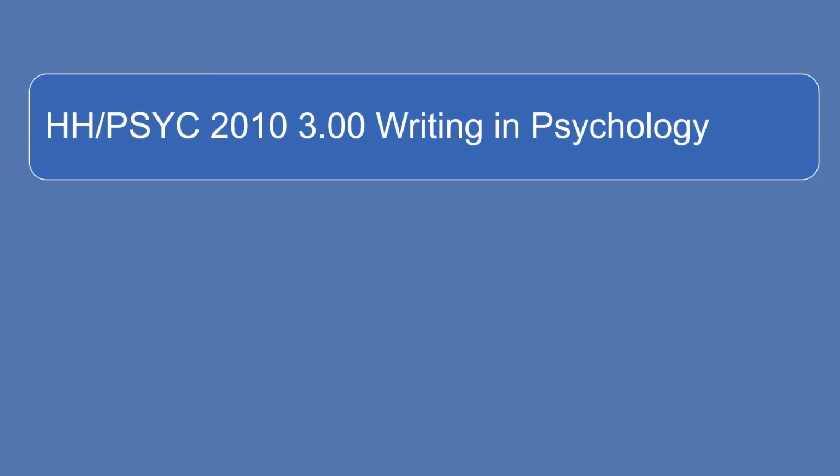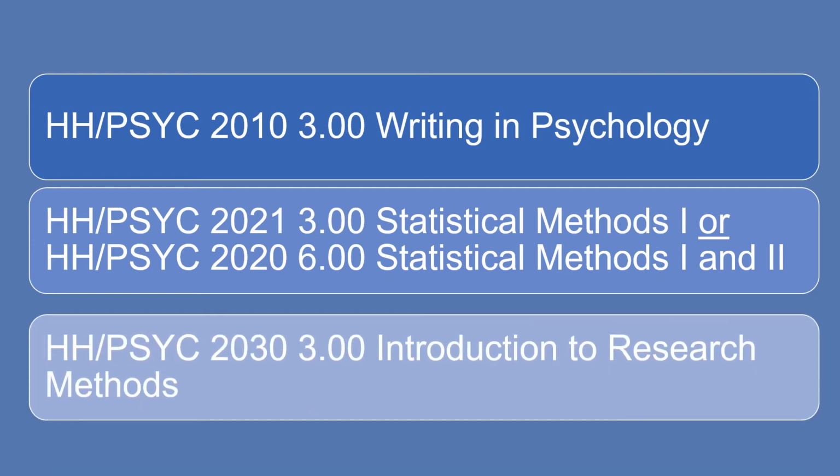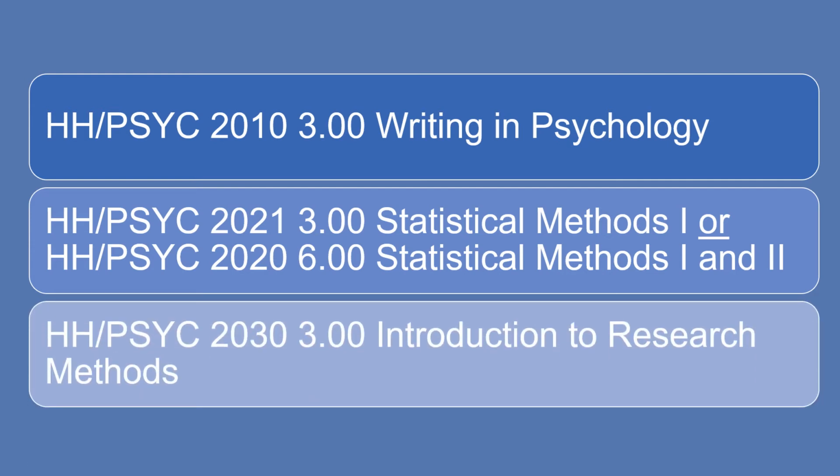Required psychology courses at the 2000 level include Psych 2010 Writing in Psychology, Psych 2021 Statistical Methods 1 or Psych 2020 Statistical Methods 1 and 2, Psych 2030 Introduction to Research Methods.